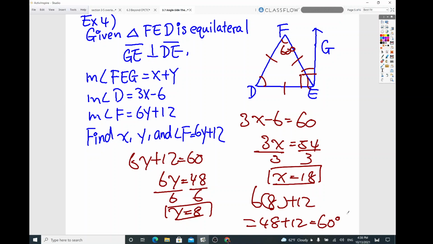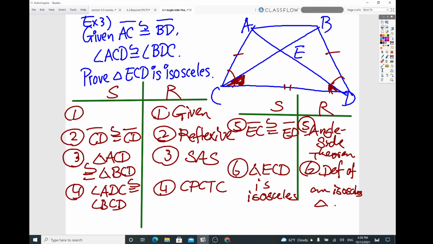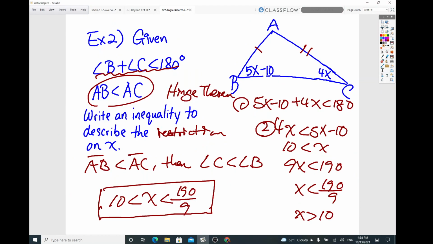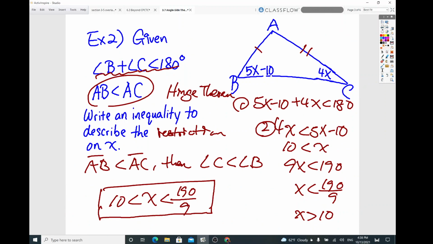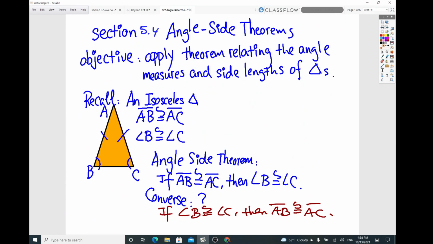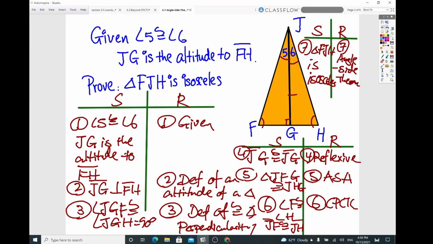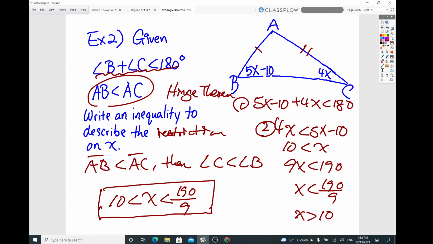Okay, so this one is not that bad. It's actually pretty straightforward. That's it. So pretty much, if you see overlapping triangles like the previous one, well, this one there's no overlapping. It's just about using the angle-side theorem. Sometimes you might be dealing with an overlapping triangle, like in the previous video.